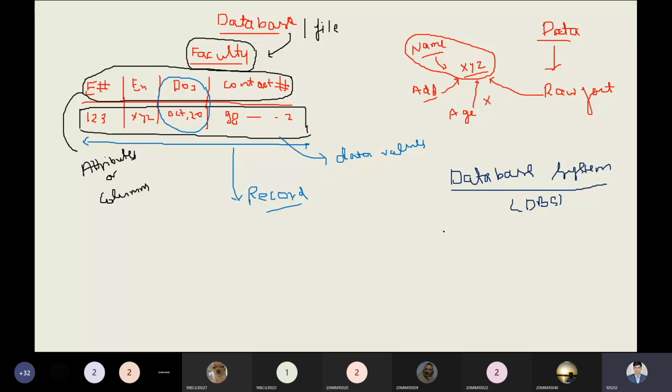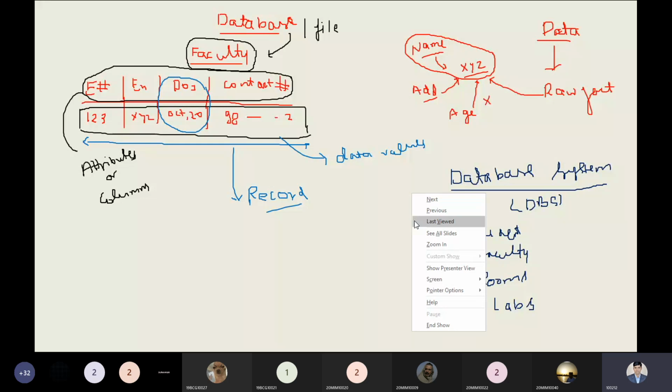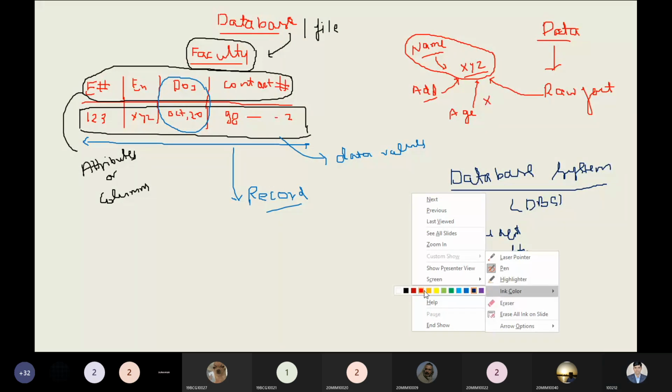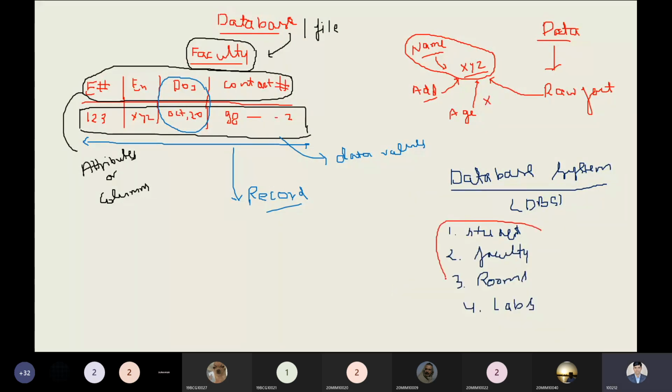So now students, suppose we have one database, a student database. Next we have the faculty. Next we have the room, because faculty require a room to take the class and students are required to sit in a room to take the class, of course. And definitely we can take the labs while doing practicals. So we can use the labs, so labs are required. So how many databases do we have? Can anyone tell me how many databases we have over here? 4 databases. Am I right?